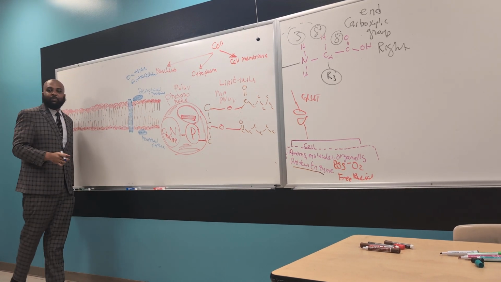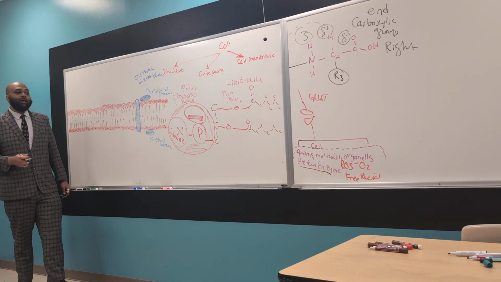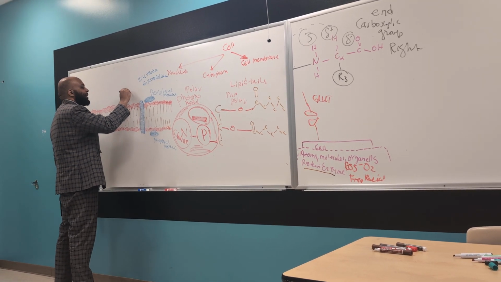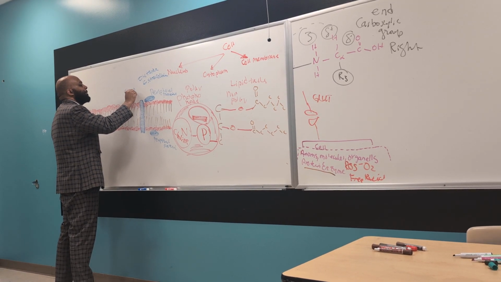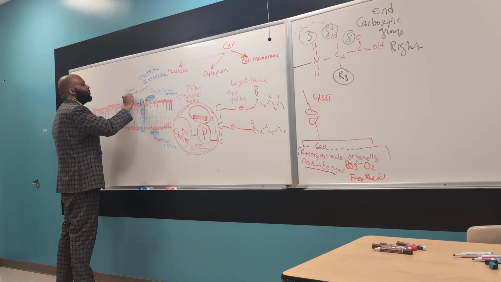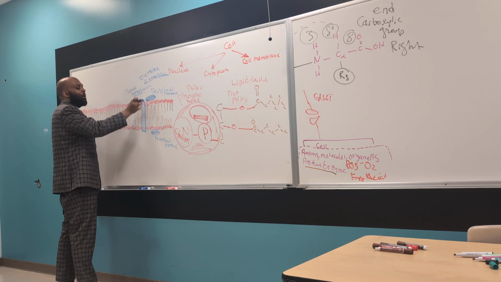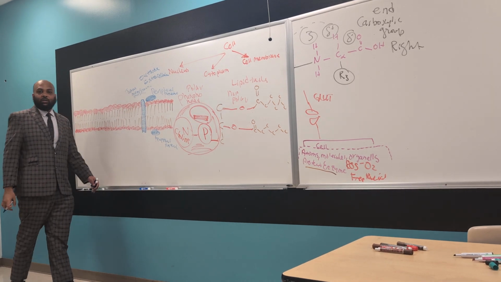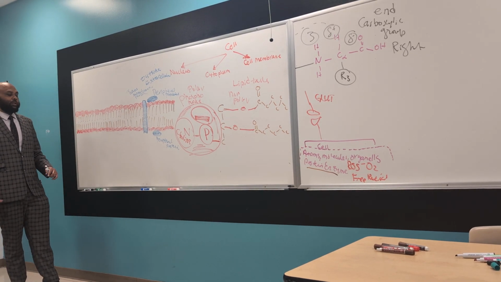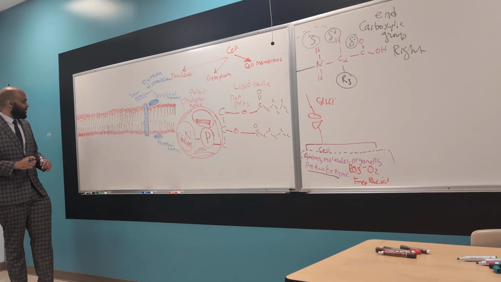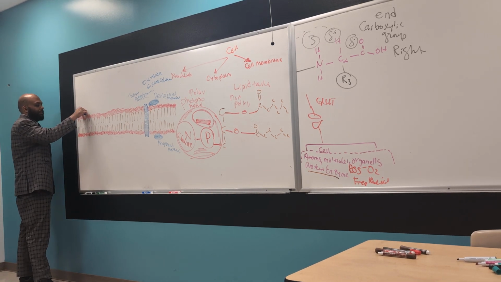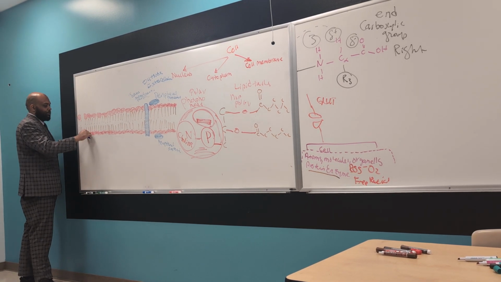What about this one that spans both layers? Transmembrane protein. Excellent. That is a transmembrane protein. It's called trans because it traverses both layers, the upper leaflet and the lower leaflet. Okay, what's a perfect example of this transmembrane protein?